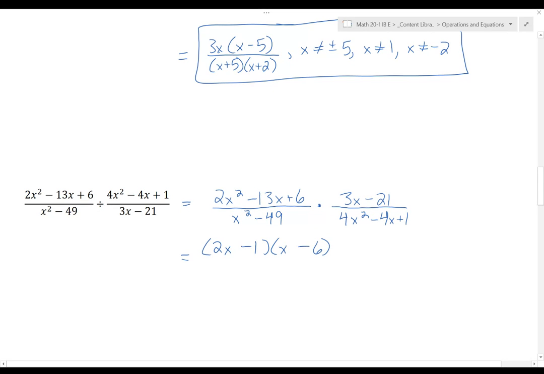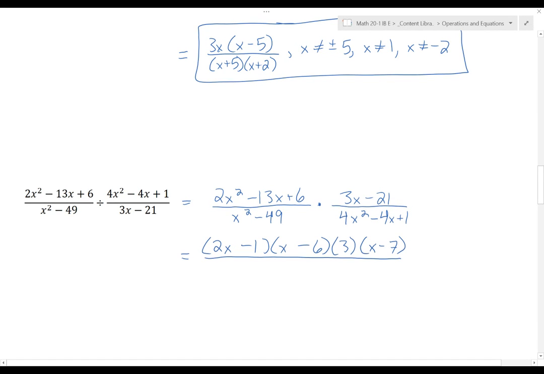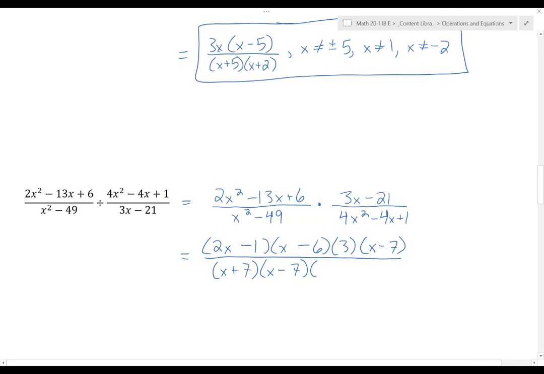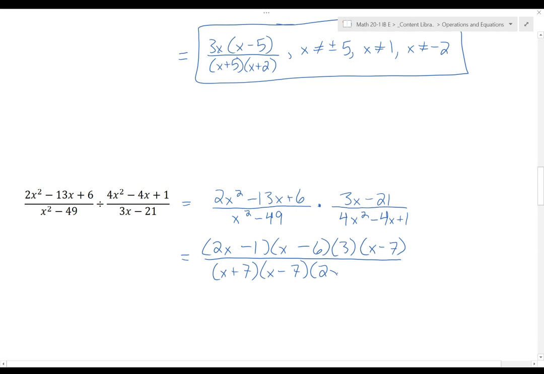X, let's see, I've got 6 and 1. Yeah, so I've got 2x minus 1 and x minus 6. The second numerator has a common factor of 3 times x minus 7. X squared minus 49 is x plus 7, x minus 7. And 4x squared minus 4x plus 1 is 2x minus 1 times 2x minus 1.